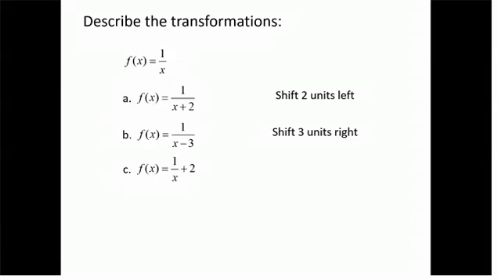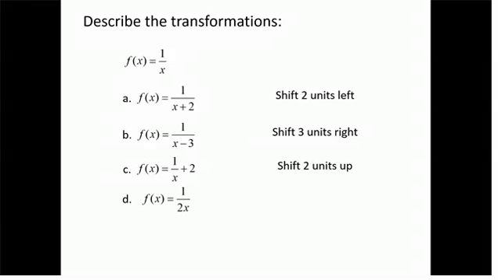The next one says that f(x) = 1/x + 2. This time we're not acting directly on the x variable; we're outside of the library function, adding 2 to the overall function. Since it's not directly with the x variable, we have a transformation in the y direction. Since it's added, we know it's a shift, so we're going to shift our graph 2 units up.